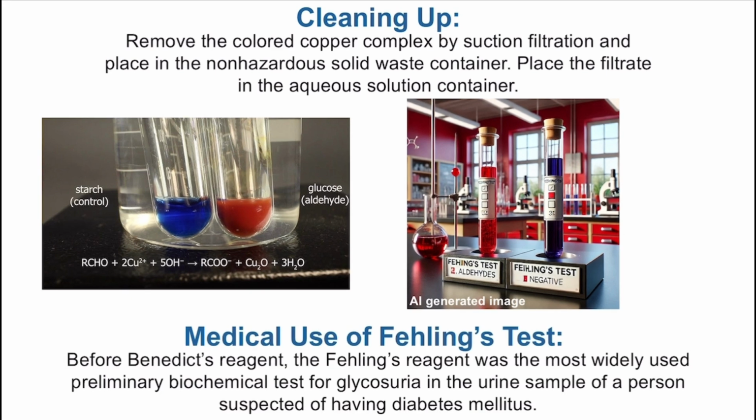Finally, it is worth mentioning that before the discovery of the much more stable and improved Benedict's reagent, Fehling's reagent was the most widely used biochemical test for glucose in the urine sample of a person suspected of having diabetes mellitus. The test is now largely replaced by Benedict's test because of its convenience, stability, and ease of use.